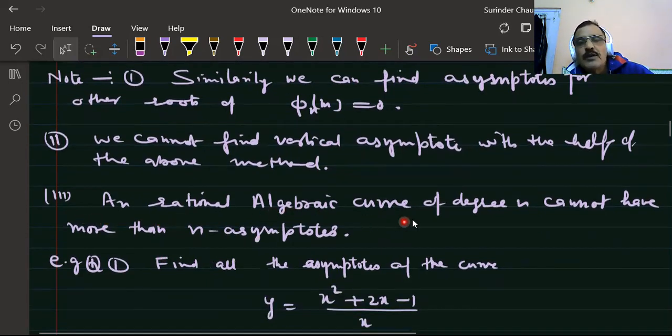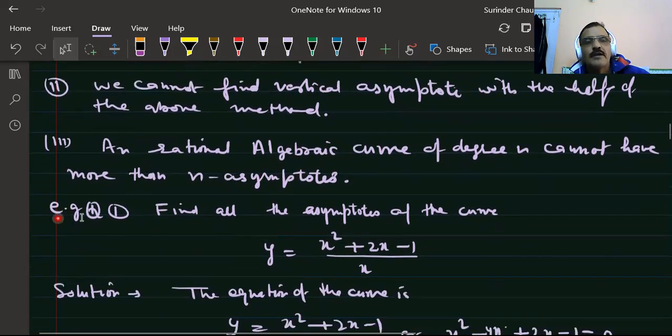And a rational algebraic curve of degree n cannot have more than n asymptotes. If you have a rational algebraic curve of degree n, it can have at the most n asymptotes. So let's see how to find asymptotes. Find all the asymptotes to the curve y is equal to x square plus 2x minus 1 upon x.